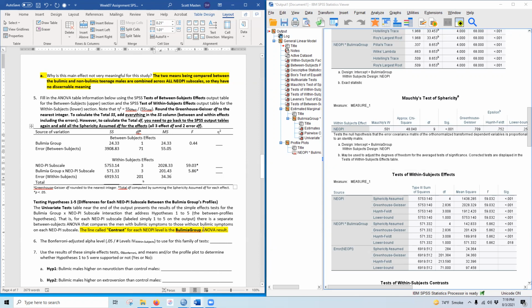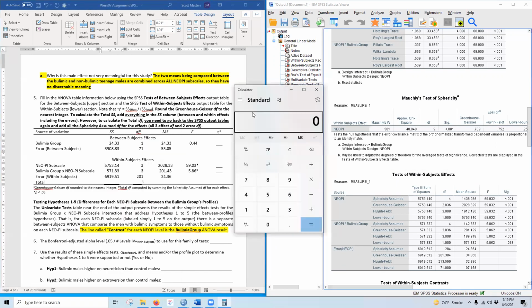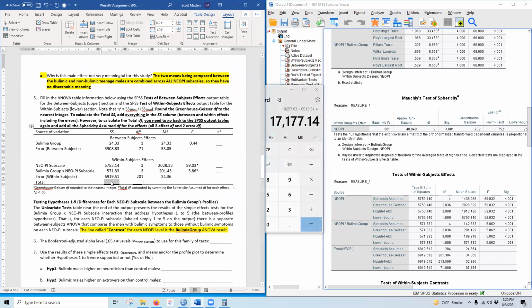And now we're on the bottom row. So this is where stuff gets a little crazy. We have to add all 5 of these things to get this number right here. Let me get my calculator going. I'm going to do this twice because I might mess it up. 24.33 plus 3908.83 plus 5753.14 plus 571.33 plus 6919.51. I get 17177.14.